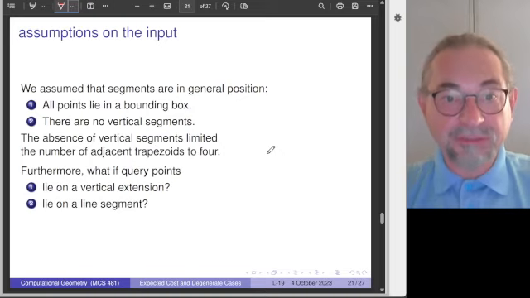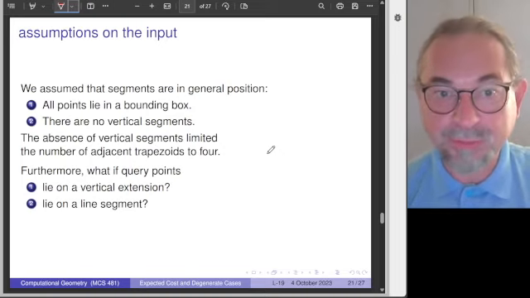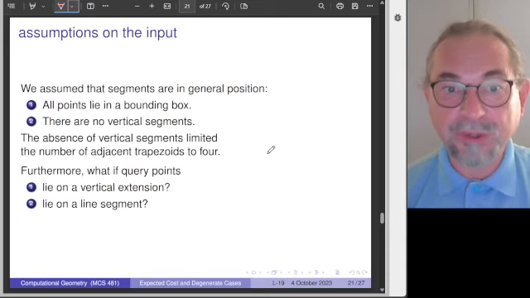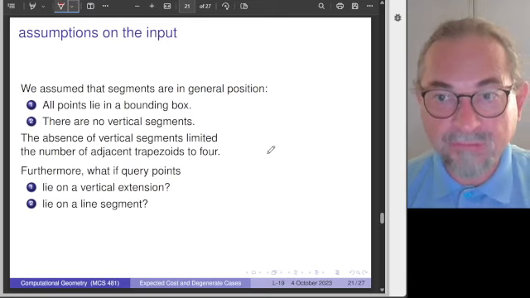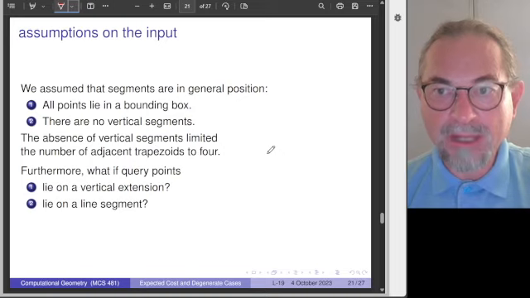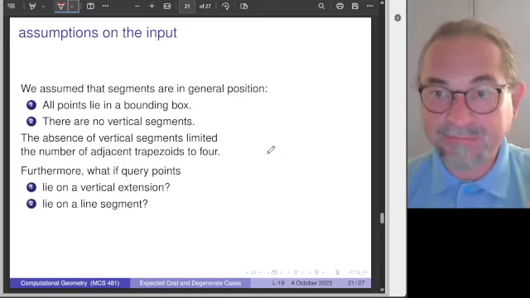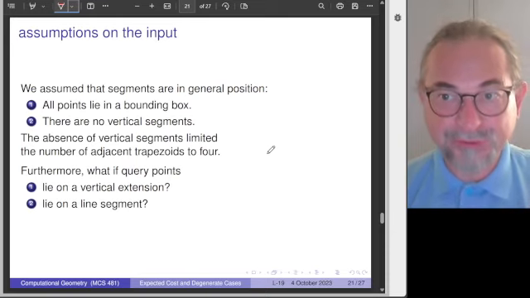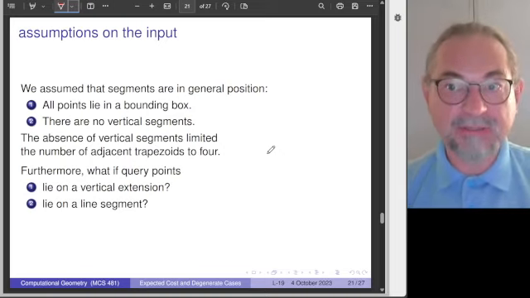Okay, so that was an assumption that we made. Also, no vertically aligned vertex points. That was also very good, because we've shown that if you would have more than 4 adjacent trapezoids, that could only occur if vertex points had the same x-coordinates. Again, very unrealistic in a modern city plan, where the intersections going from north to south are nicely lined up.